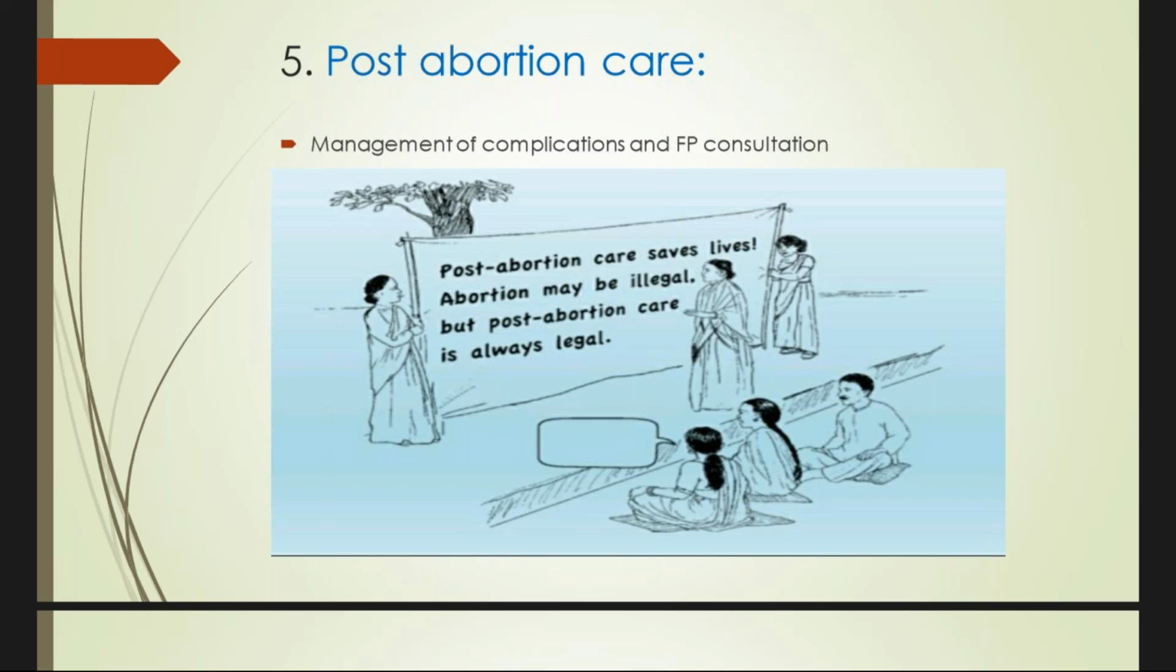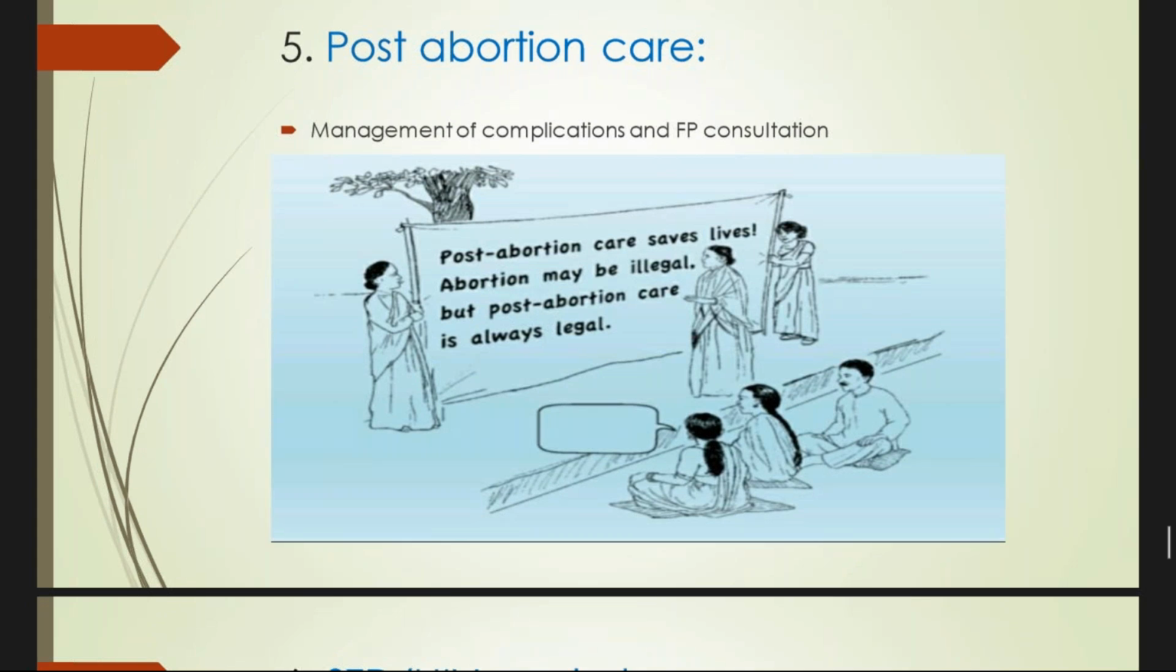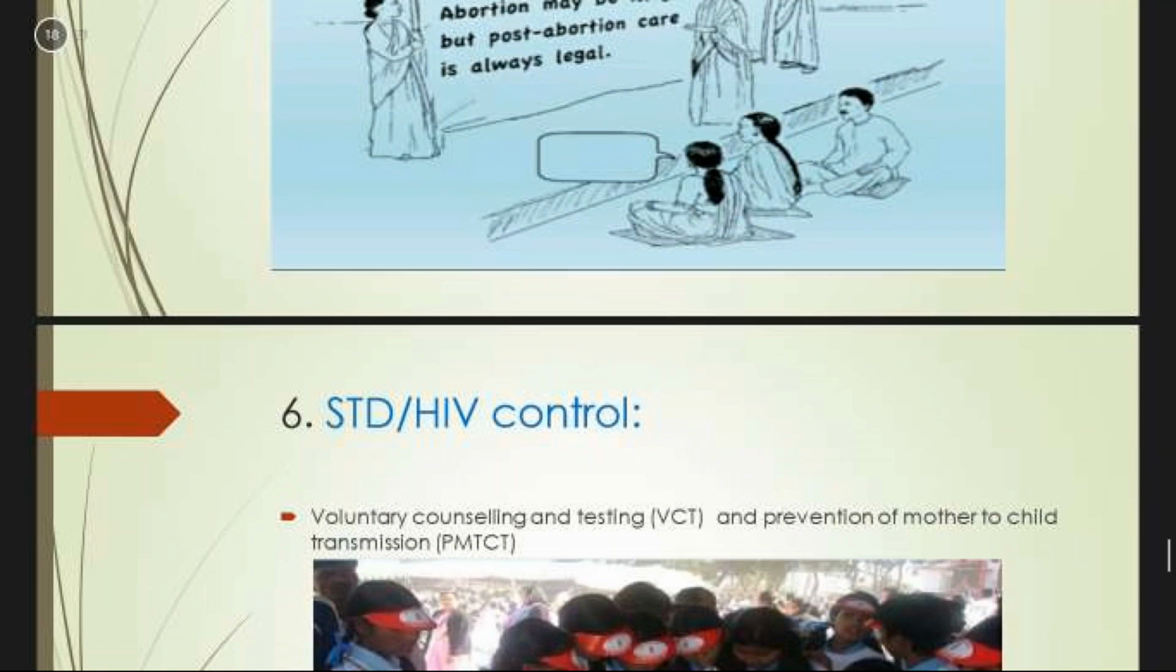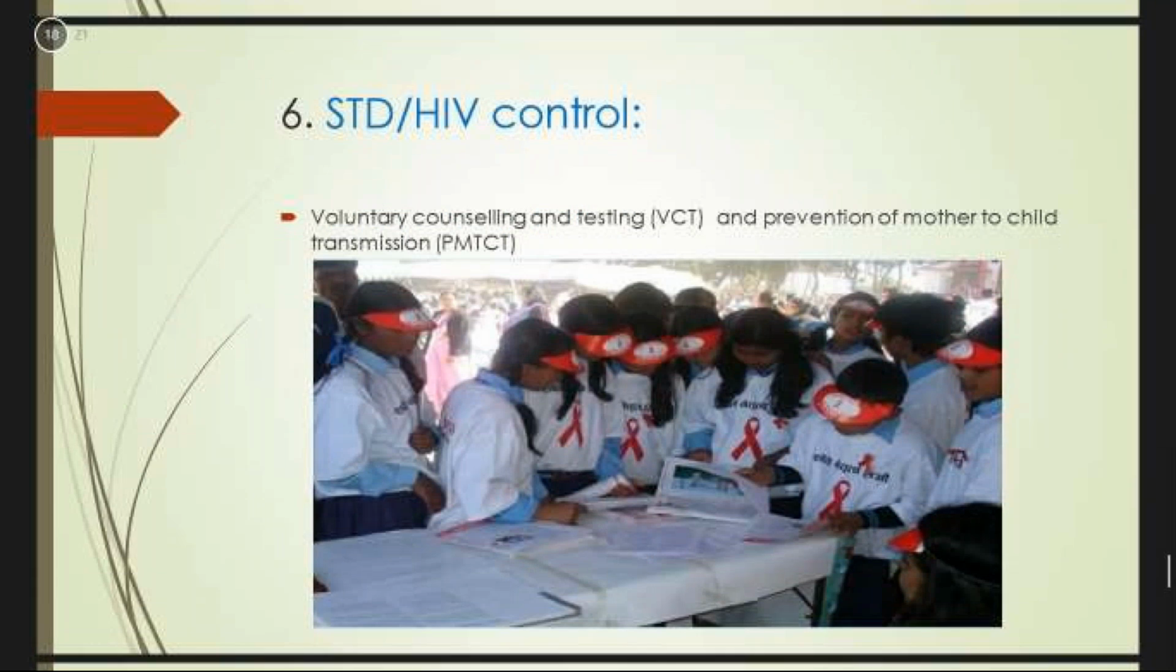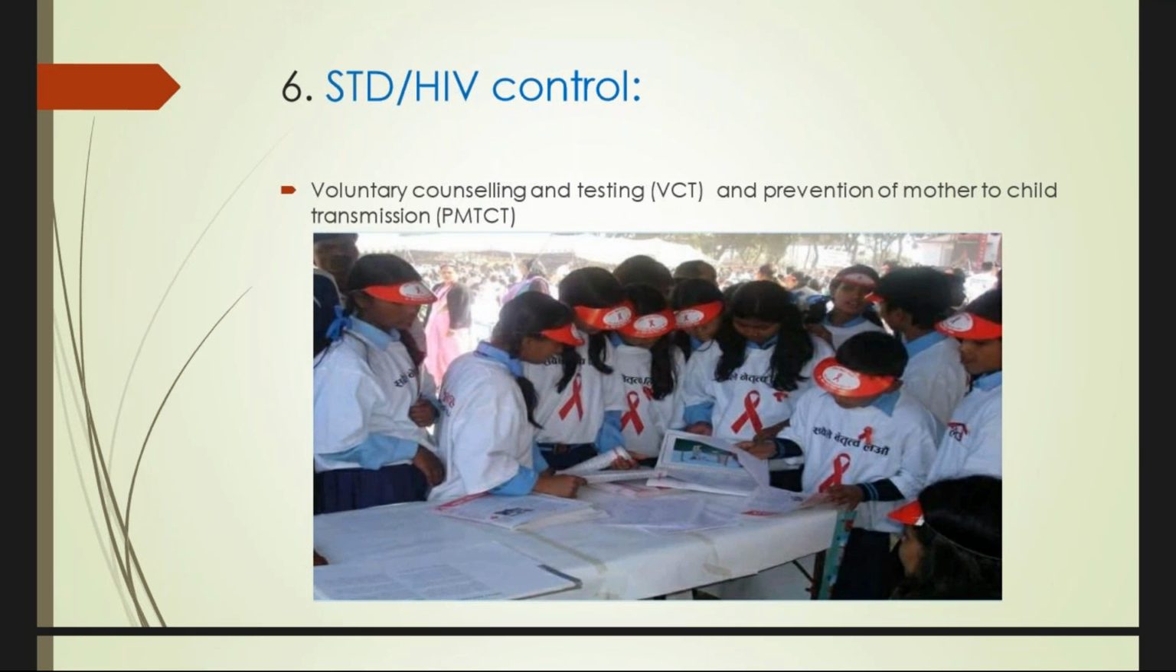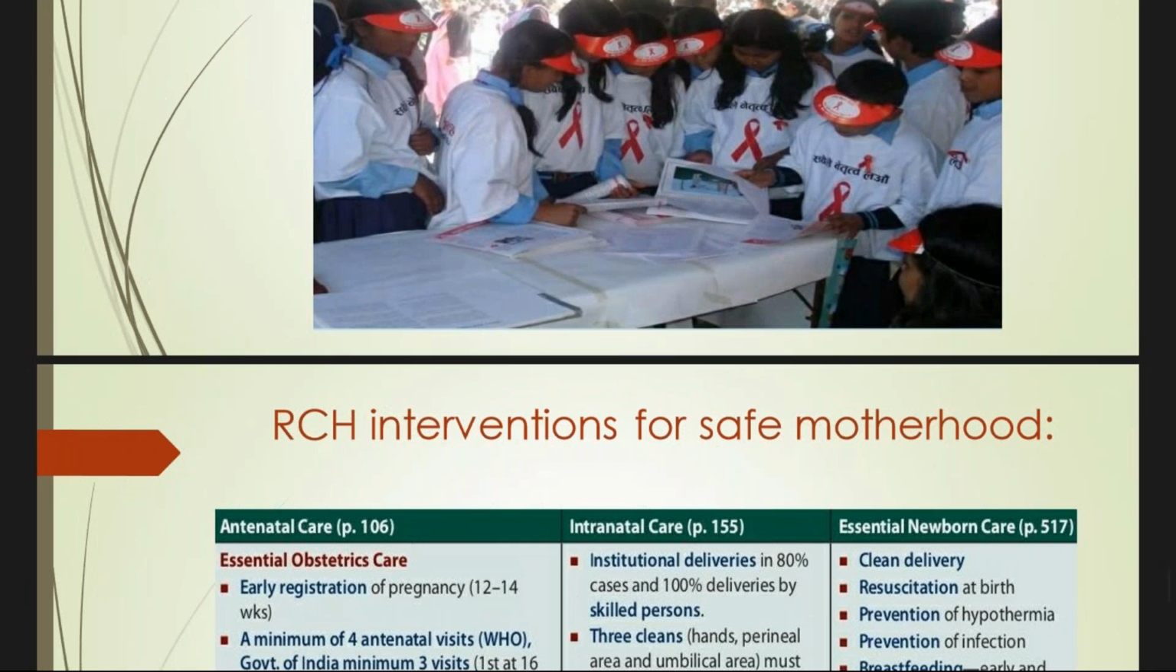So you can take the post-abortion care, and you can take the option of family planning also. Temporary modes of contraception can be counseled to the couple. And next, our STD and HIV control. These are horizontally transmissible. So voluntary counseling and testing, and prevention of vertical, mother to child transmission also. You encourage them to get testing and counseling for HIV and sexually transmitted diseases.